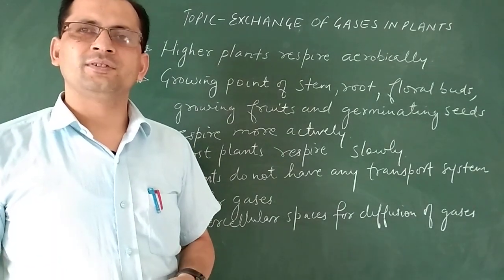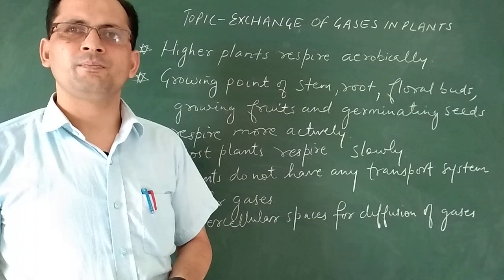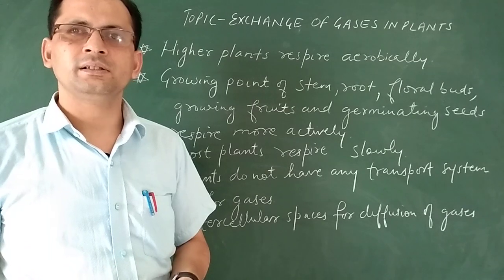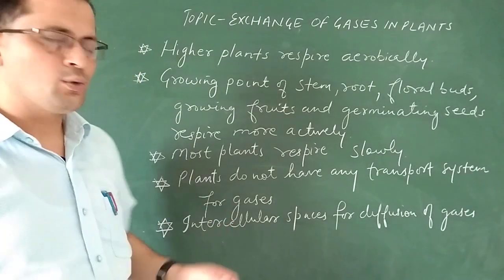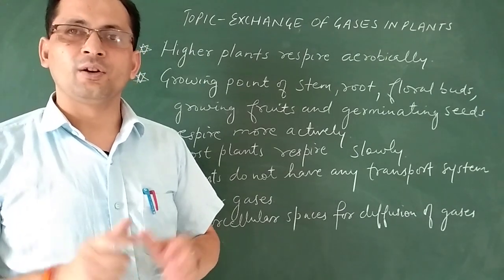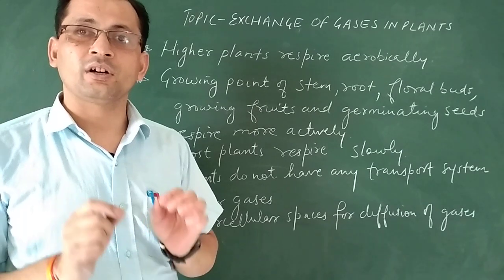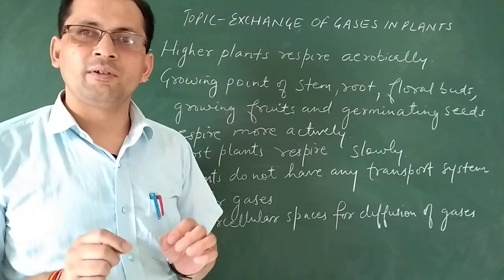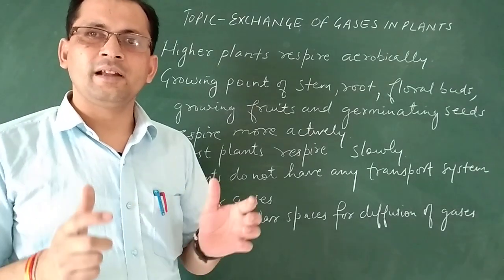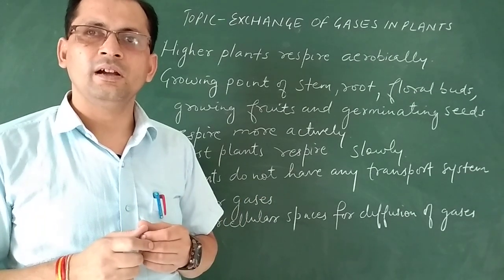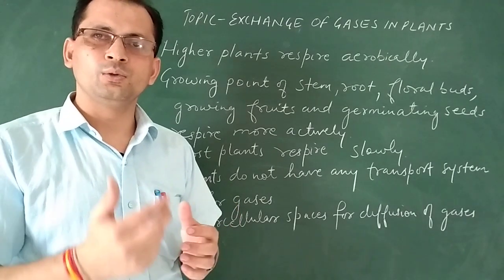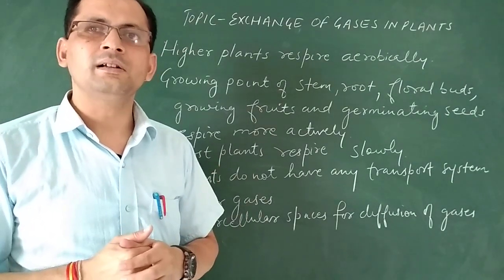Then, plants do not have any transport system for gases. Like we have a circulatory system, a respiratory system, a digestive system, different systems for different activities, plants do not have a particular transport system for gases. We are not talking about food or water and minerals, we are talking about gases. Plants do not have a well developed system for transport of gases. In fact, there are well developed intercellular spaces for the diffusion of gases. The gases diffuse through the spaces present in between the cells.